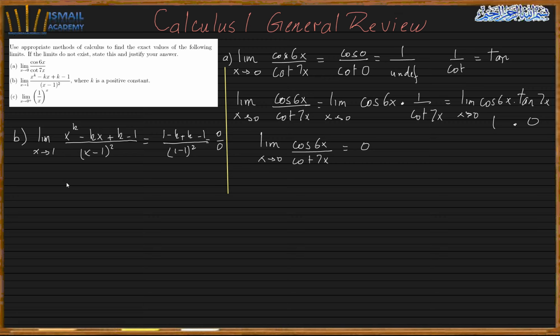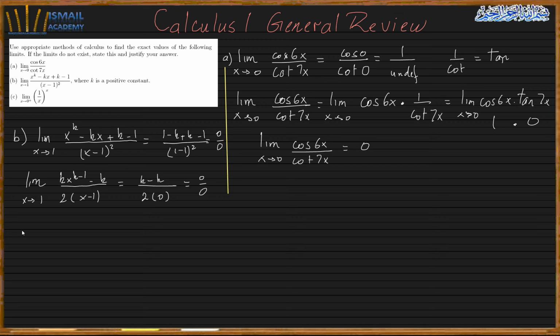So now we deal with L'Hopital's rule. I take the derivative of the numerator and the derivative of the denominator. This will be the limit of kx to the k minus 1 minus k. This is just a constant, so its derivative is 0, and the same thing here. And here we have 2 times x minus 1, the derivative of x minus 1 squared. When x goes to 1, again here I will have k minus k, which is 0 over 2 times 0, which is 0, so I have 0 over 0.